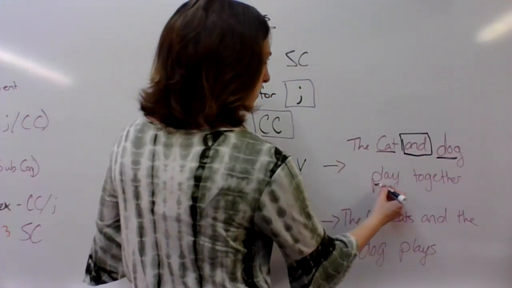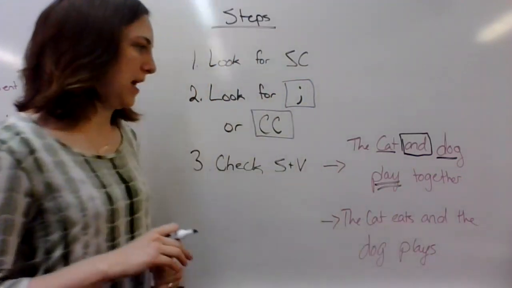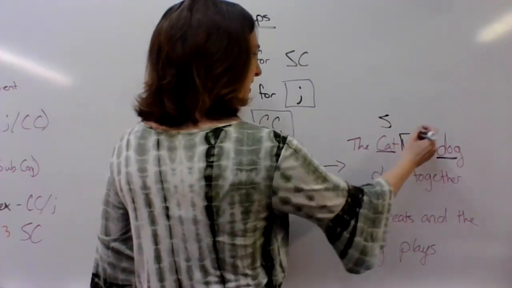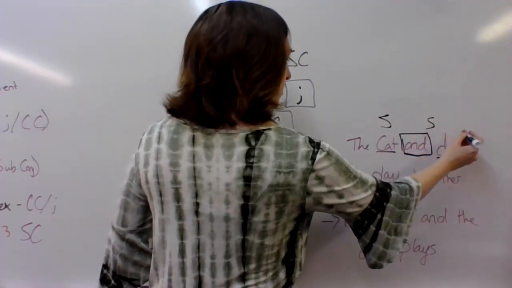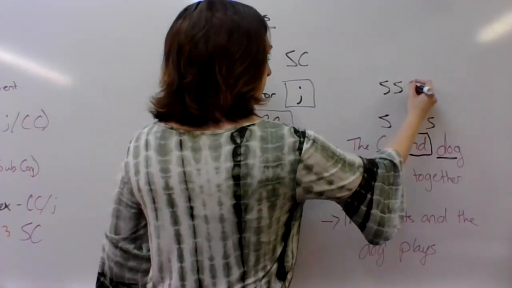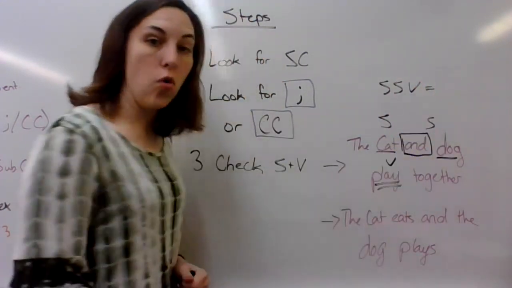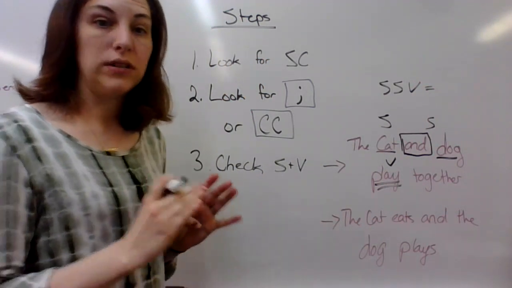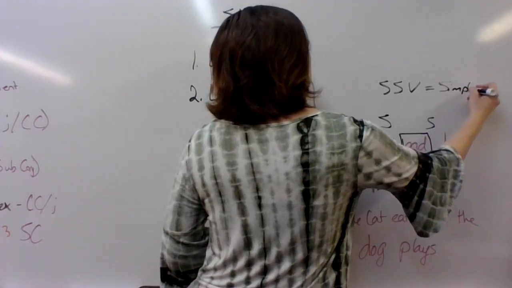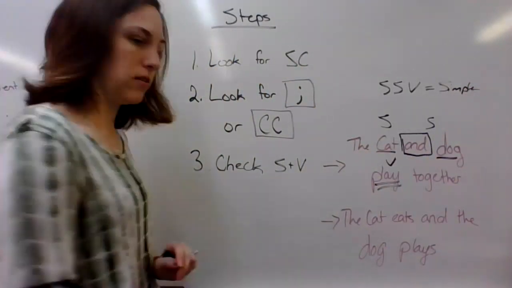Subject, verb. Okay? So I have one subject here and one verb. S, V. That can only equal a simple sentence. For it to be compound, I would have to have two verbs, like this one down here.